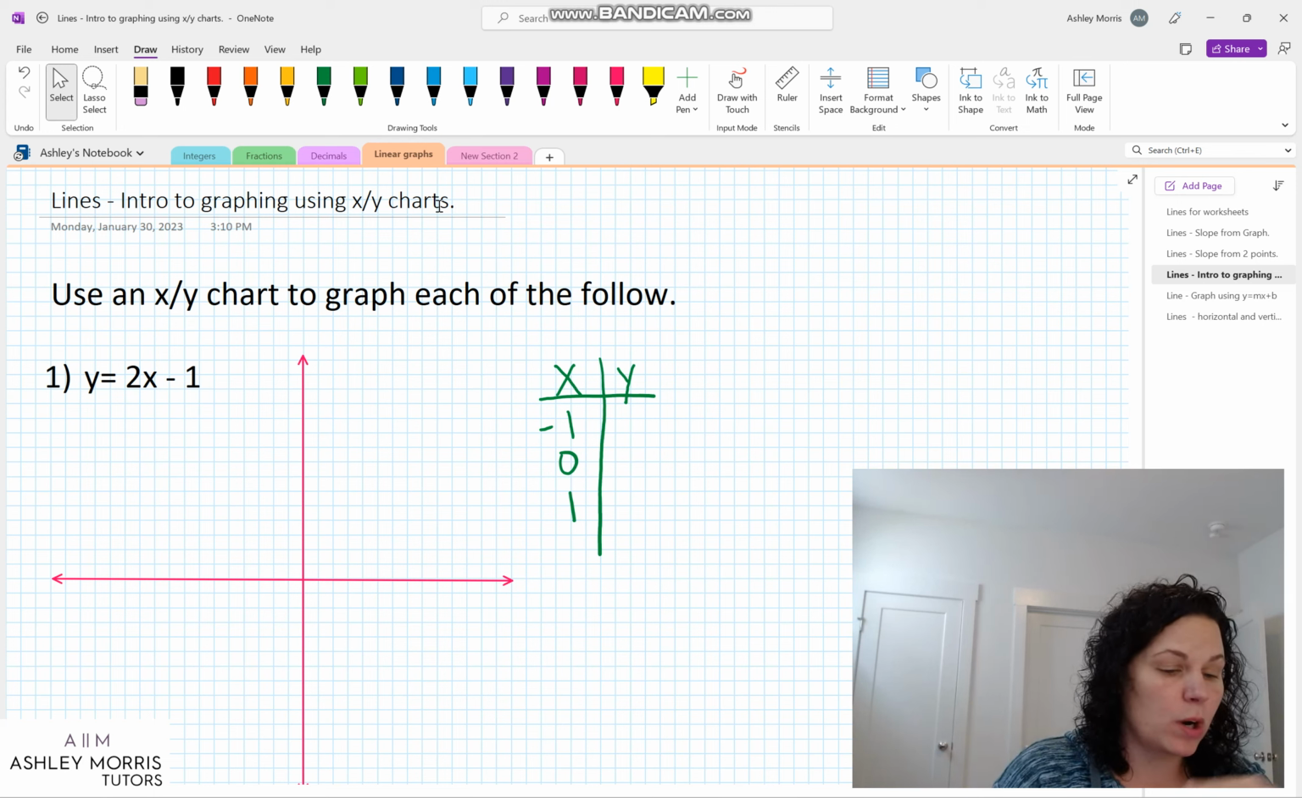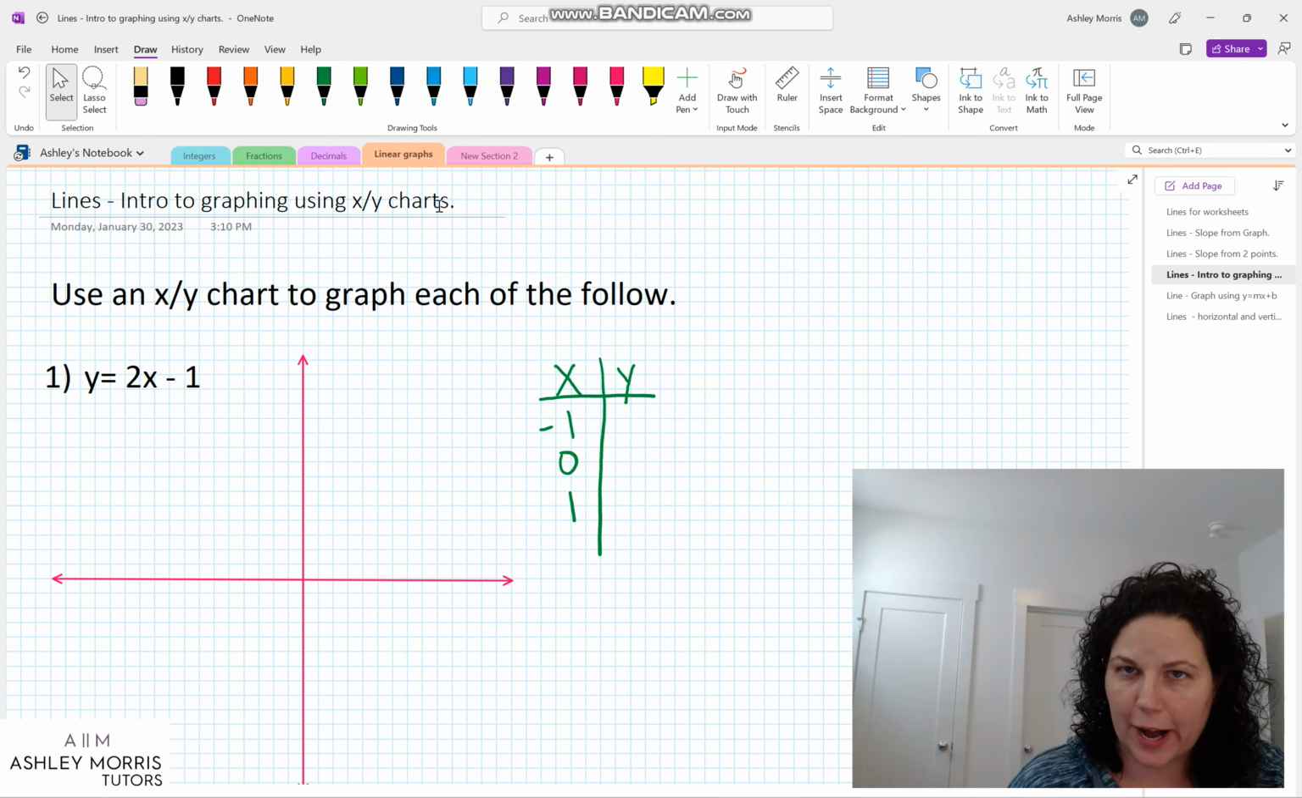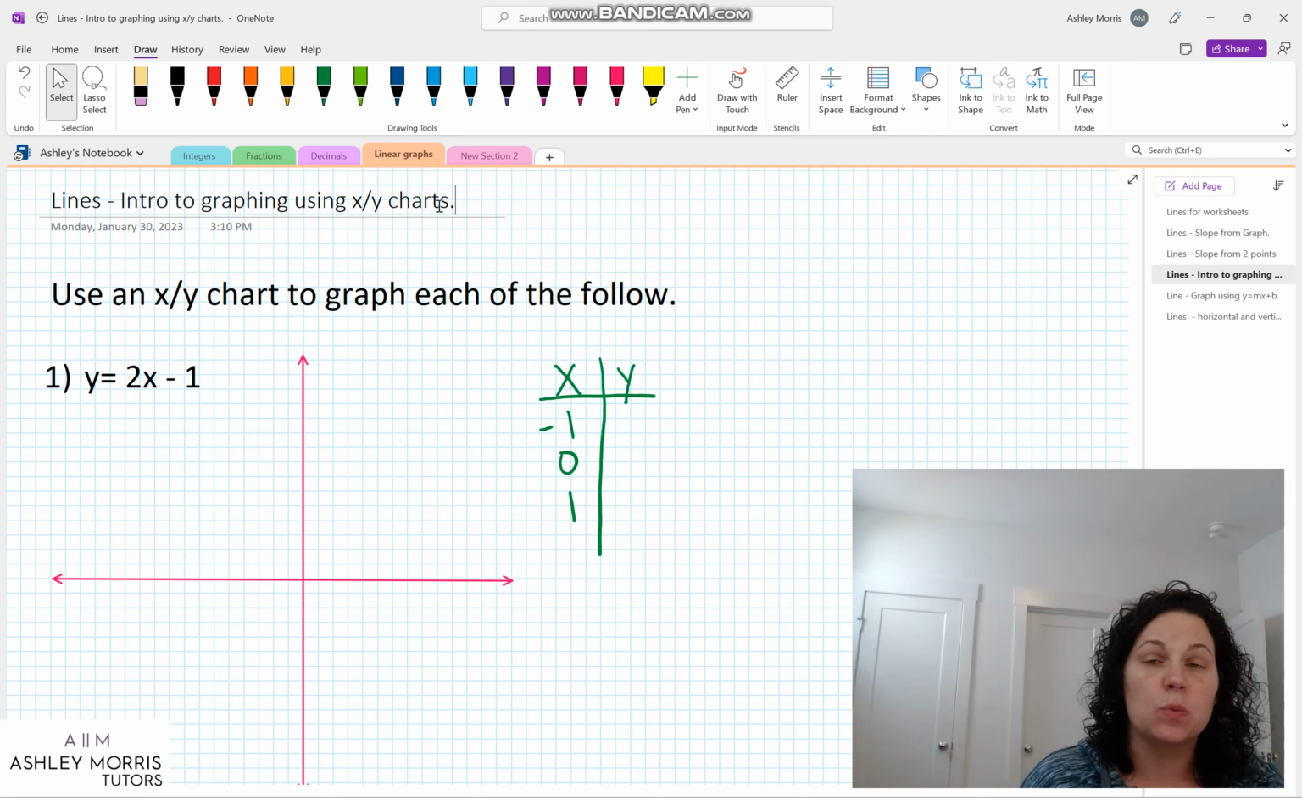In today's video, we're going to start on this idea of how to graph a line, but we're going to start with an XY chart, put some dots on our graph, and connect the dots. So let's hop right in.